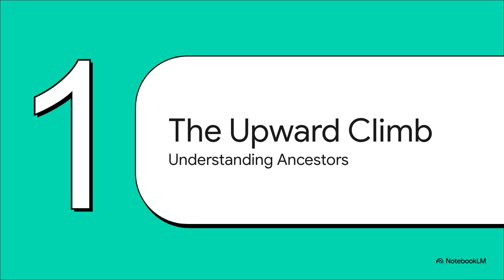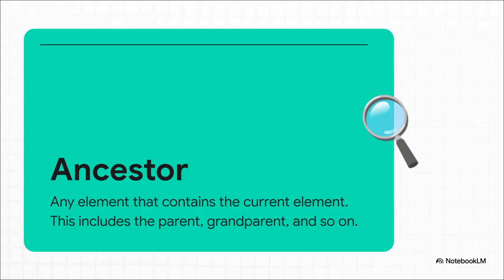First things first, though. To really get this, we need to be super clear on what an ancestor even is in the world of HTML. It's actually a pretty simple idea. The slide says it perfectly. Think of it like a family tree. An ancestor is just any element that wraps around the one you're on. So its parent, its grandparent, its great-grandparent, you get the idea. It's everything up the chain.